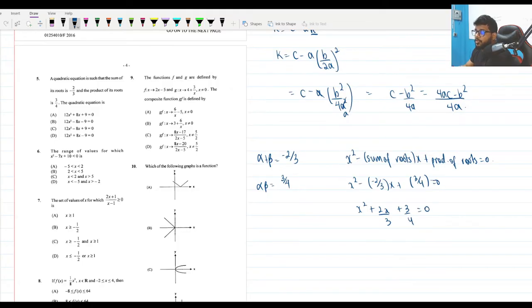So we had to multiply by 12 to bring everything as integers. 12x squared, plus 3 into 12 is 4, 4 2s are 8, plus 4 into 12 is 3, 3 3s are 9. 12x squared plus 8x plus 9.